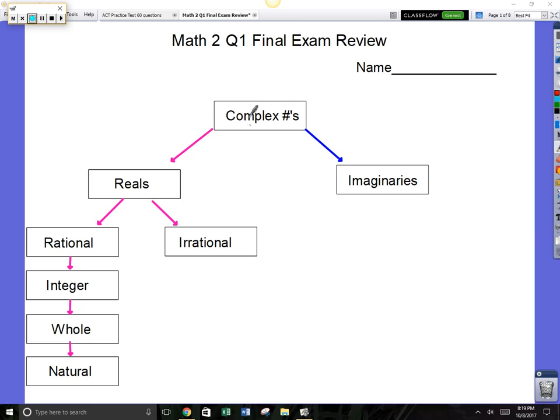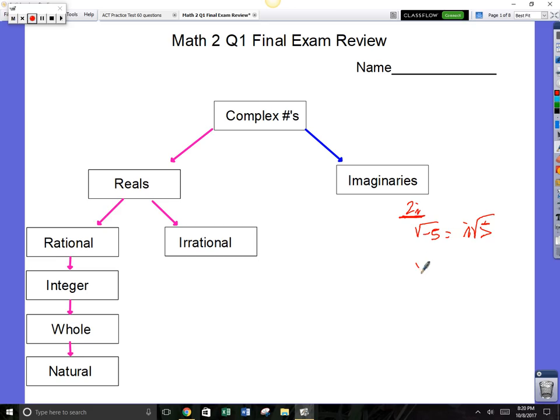Okay, so let's start with the imaginaries. Imaginaries are pretty easy to recognize. They will be followed with an i, or they will have a negative under the square root. And the first one's pretty easy to identify they're imaginary. This one's not so much. So if you ever have a negative under the square root, that is the red flag. That's an imaginary number. So this is really i square root 5.